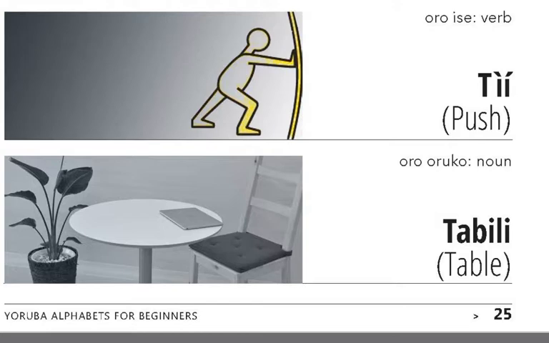He's pushing. Then the next one, tabili. T, A, B, E, Li, E. Tabili. There are some borrowed words in English that Yoruba uses in a colloquial way. So we'll talk about that later on this channel. This is one of them. T, A, B, E, Li, E. Tabili. Table.